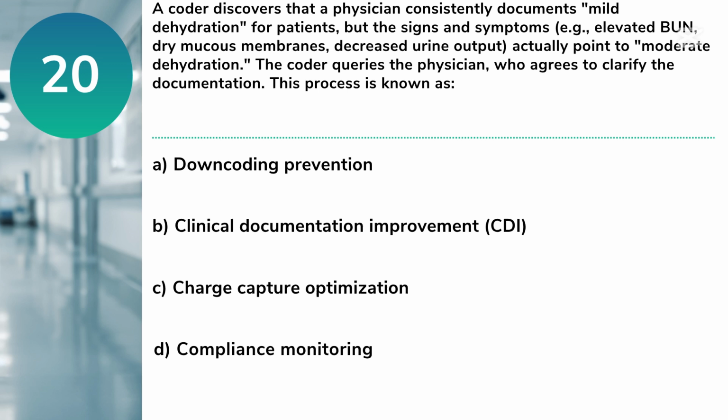Question 20. A coder discovers that a physician consistently documents mild dehydration for patients, but the signs and symptoms, e.g., elevated BUN, dry mucous membranes, decreased urine output, actually point to moderate dehydration. The coder queries the physician, who agrees to clarify the documentation. This process is known as A. Downcoding prevention, B. Clinical documentation improvement, CDI, C. Charge capture optimization, D. Compliance monitoring.